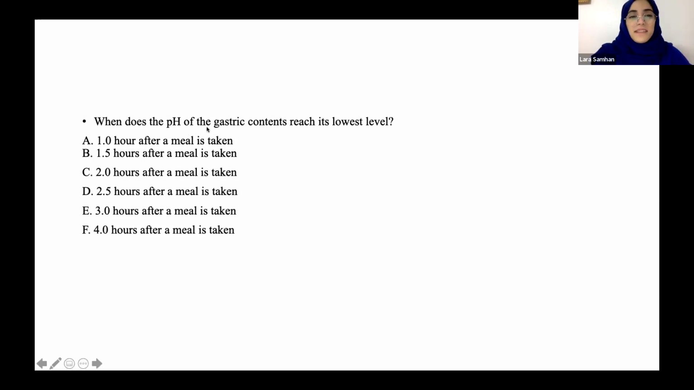Exactly. So when does the pH of the gastric content reach its lowest? As we know, the pH of the stomach is the lowest amongst the whole GI tract, and this is very beneficial for the whole GI environment because we want the food to be digested well. We also want to kill any organisms, because when we eat something, sometimes it has organisms like bacteria, fungi, or other organisms.